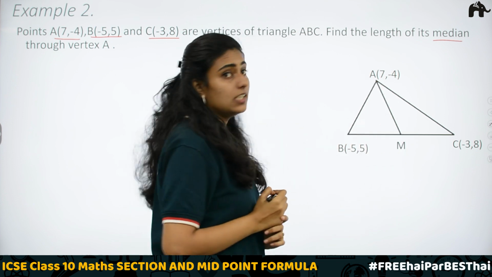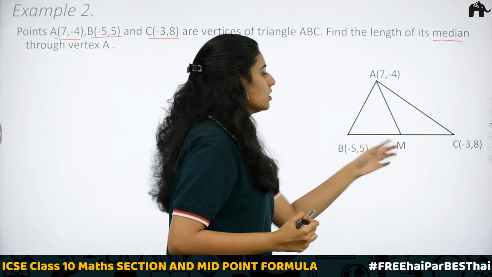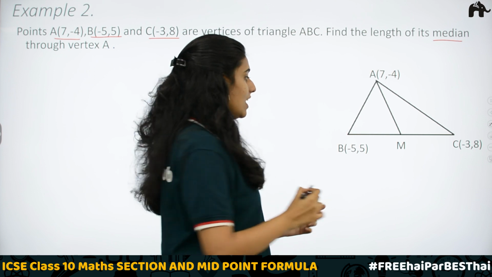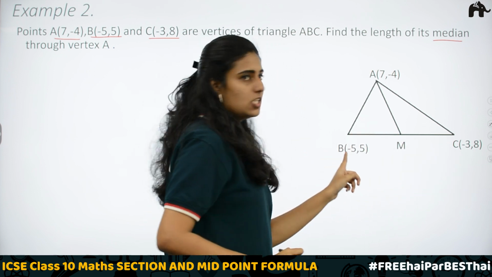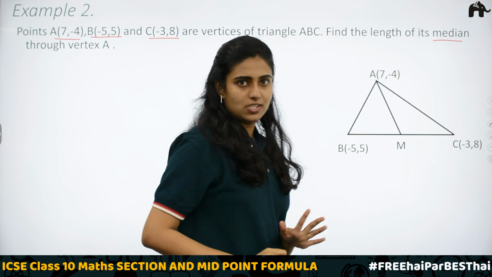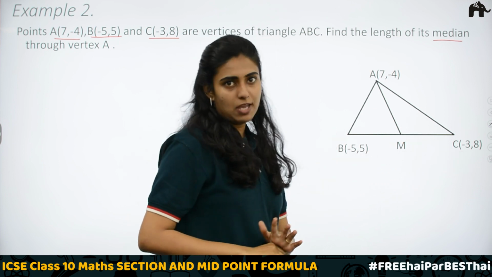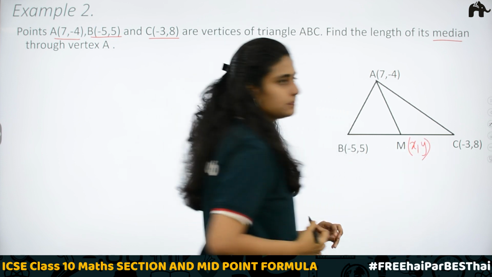To use the distance formula, first we need to find the coordinates of M. We don't know what the coordinates of M are. How to determine the coordinates of M? Here we know M is the midpoint of BC. We know coordinates of B and coordinates of C. Using the midpoint formula, we can find the coordinates of M. Now let us take the coordinates of M as x, y.